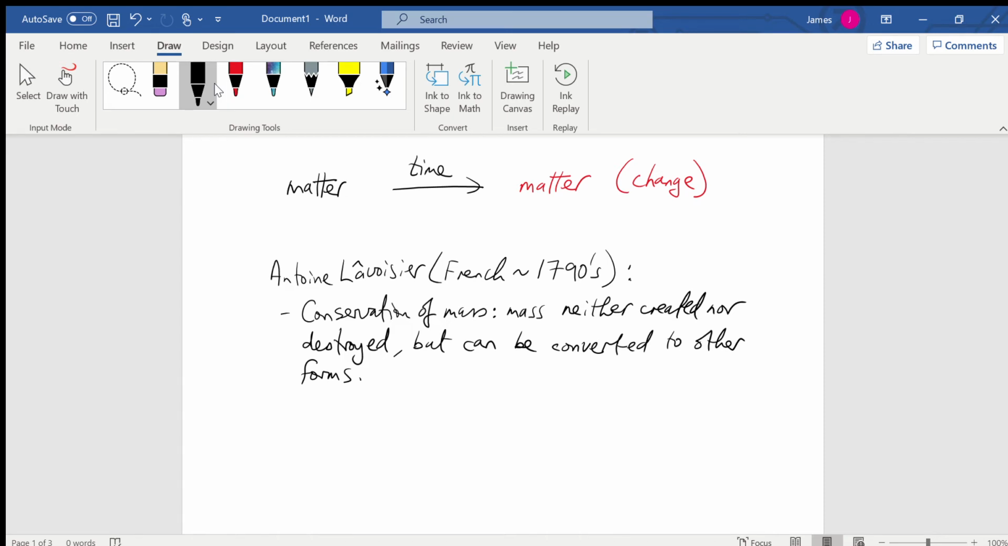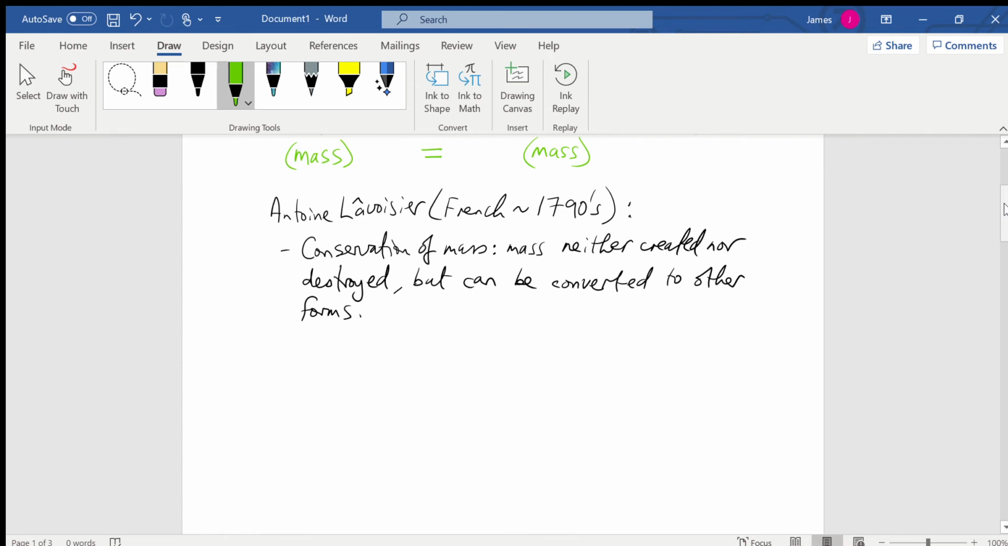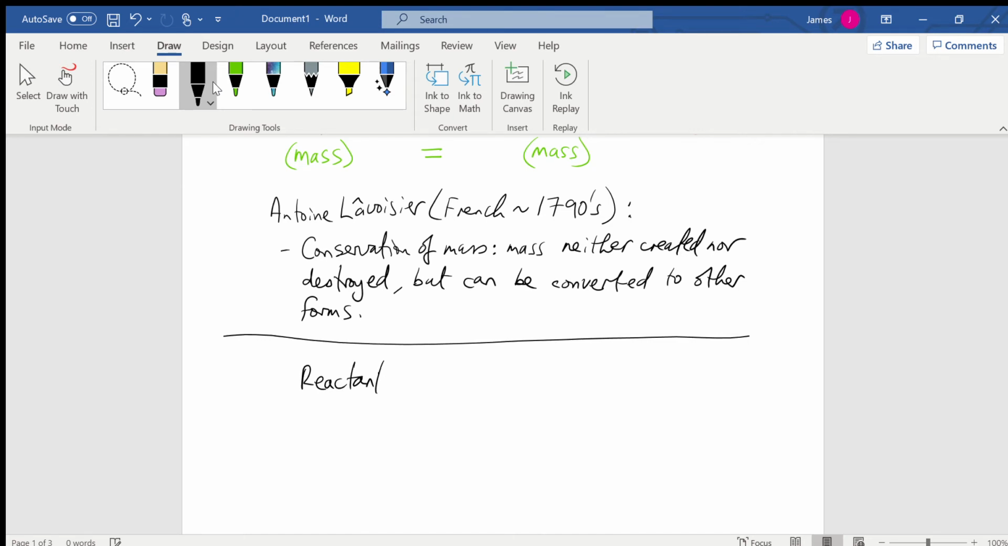Okay, so what we know has to be true is that the mass of this thing over time must be equal to the mass of that. Whether or not the matter is the same, the mass of the matter must be the same. Okay, so chemical reactions essentially are going to follow this lead. So we have one or more reactants over time. I typically won't write time. The arrow just means the passage of time to give one or more products.